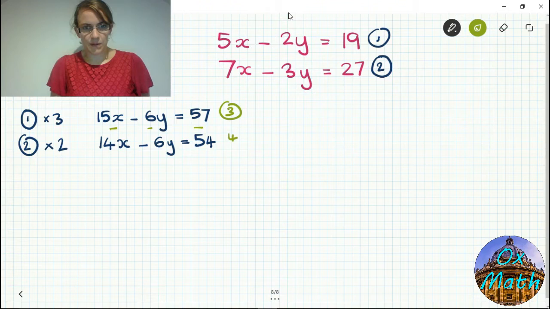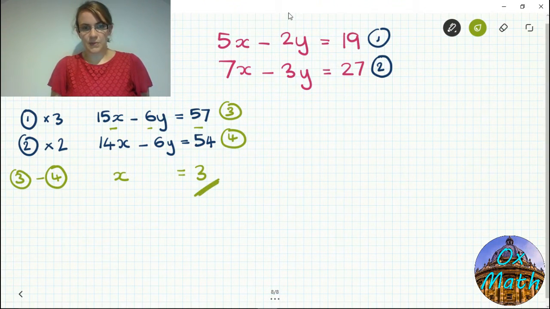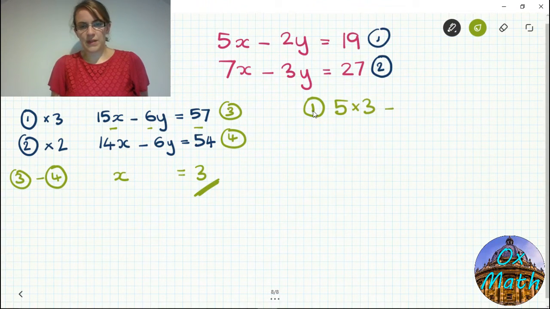So we're going to take away the second equation from the first equation. So let's call this one 3 and this one 4, and we're going to do 3 take away 4. So 15x take away 14x is x, minus 6y take away minus 6y, so add 6y, cancels out, and 57 take away 54 is 3. So that straight away gives us x equals 3. So now we know that x is 3, we can go back to our original equation, so equation 1, 5 times x, which is 3, minus 2y equals 19.